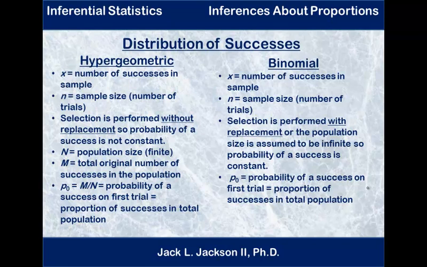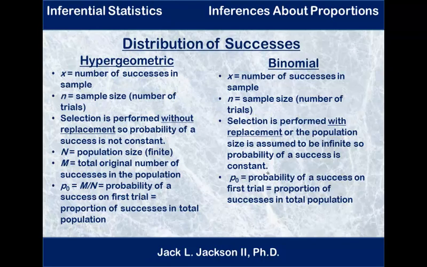In a binomial distribution, in contrast, the selection is performed with replacement, or the population size is assumed to be infinite, so the probability of success is the same each time. P0 is the probability of success on the first trial, which is the probability of success on every trial in a binomial, and that is the proportion of successes in the total population.